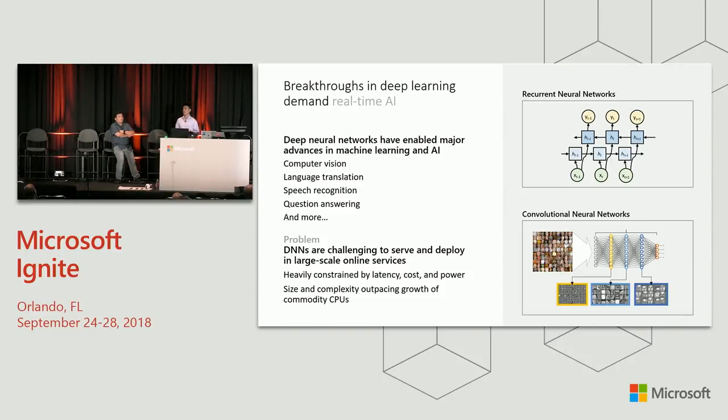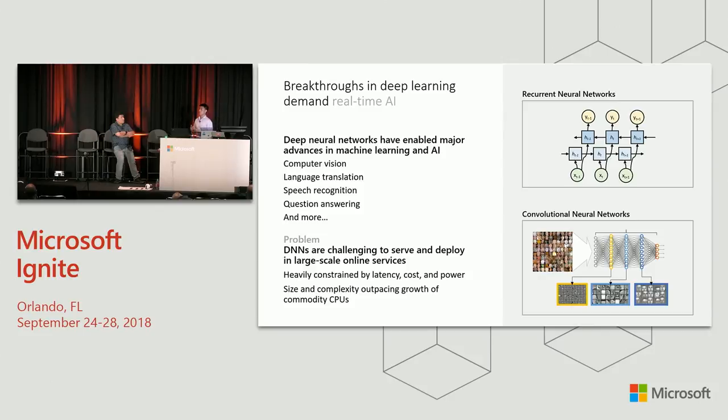But the big problem with them is that they're challenging to serve and deploy in large-scale solutions. And you get to a point where you have to make these trade-offs. Do I want low latency but high cost and high power? Or am I able to process lots of images? And how do I serve them at scale?